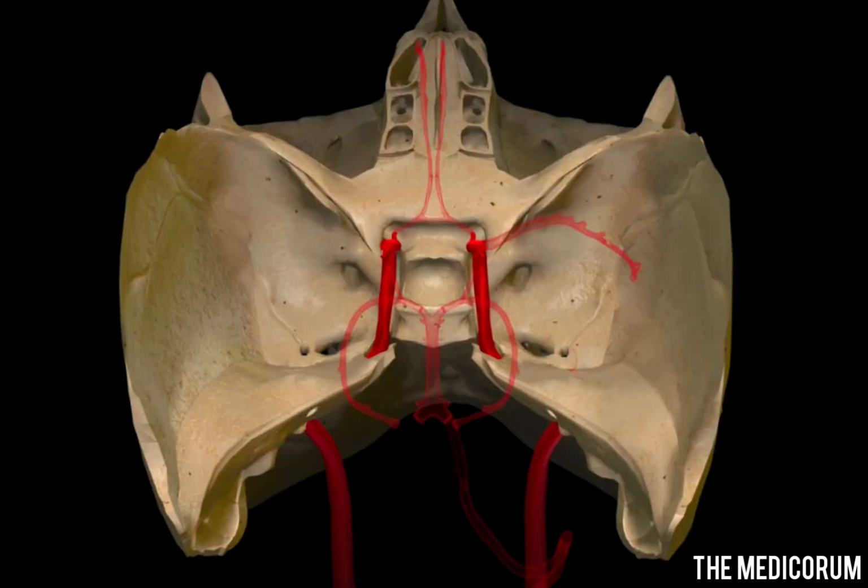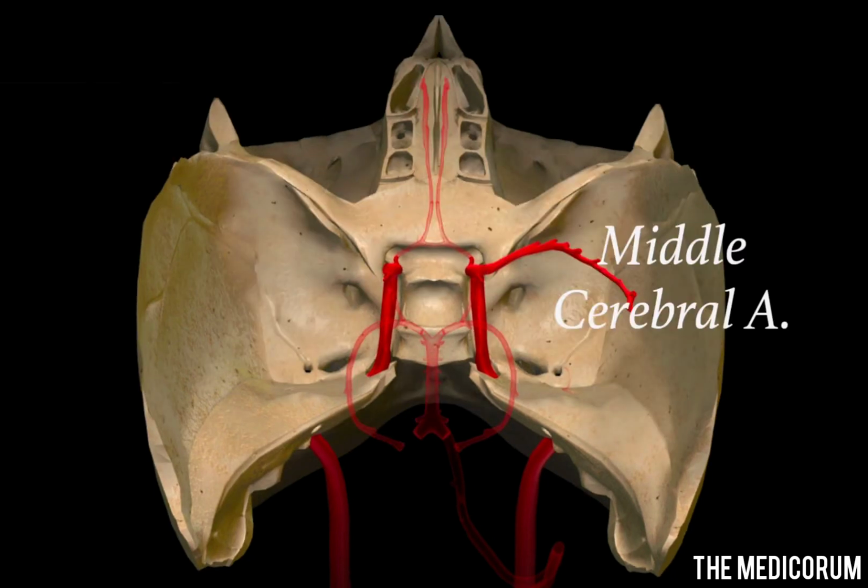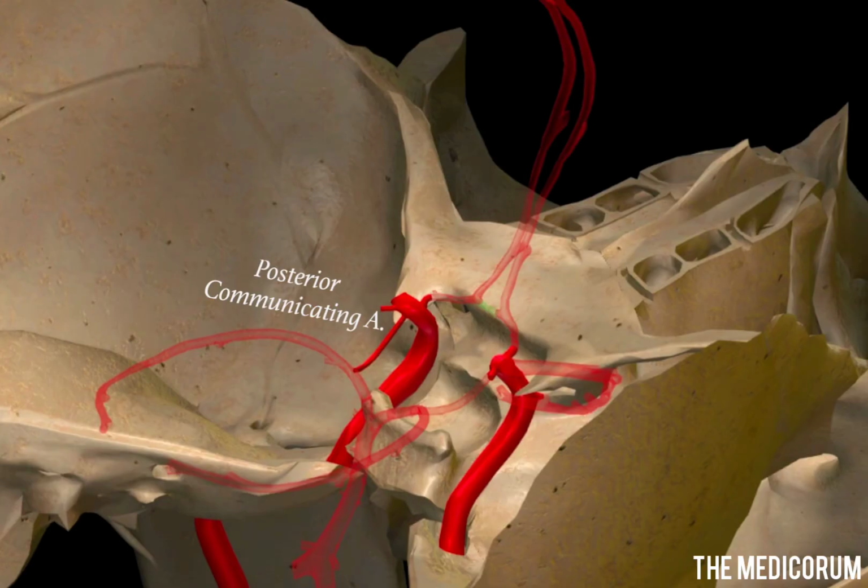The internal carotid artery passes through the carotid canal and enters into the middle cranial fossa. There, it gives many branches which will form the anterior and lateral part of the circle of Willis. The first branch is the middle cerebral artery. We can also see an artery arising from the internal carotid artery, that is the posterior communicating artery. The main function of the posterior communicating artery is to connect the internal carotid artery with the posterior cerebral artery, which is the branch of the basilar artery.